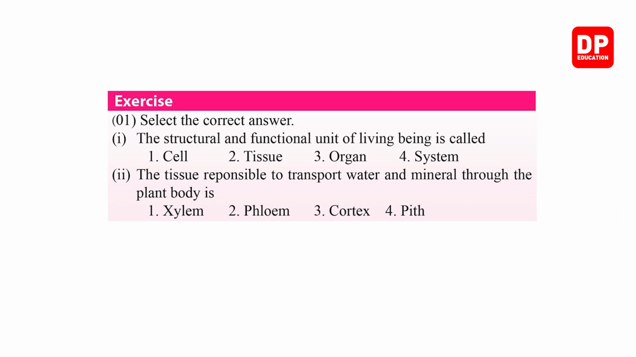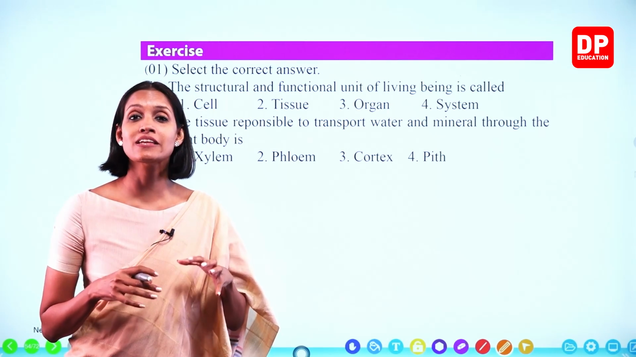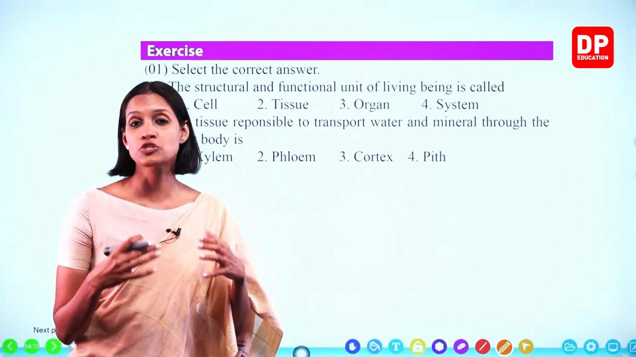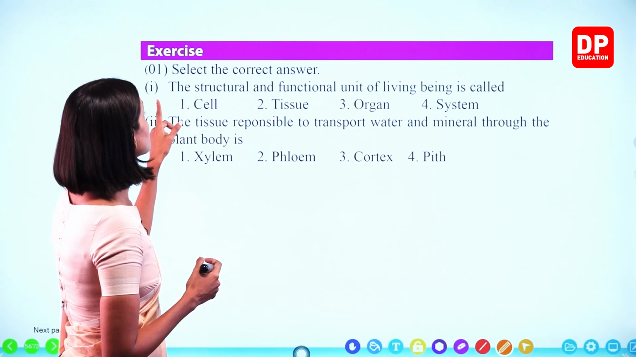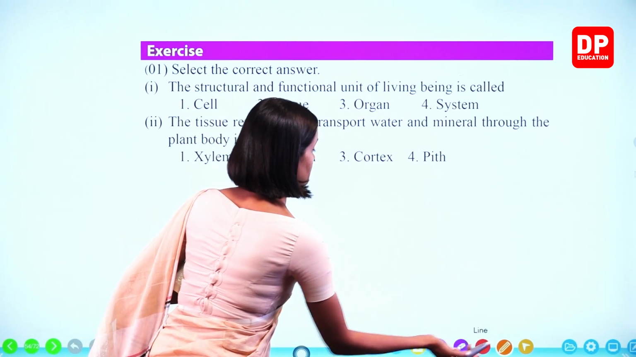Question number 1. Select the correct answer. The structural and functional unit of living beings. What is the structural unit or the basic unit of living organisms? That is the cell. What is the functional unit? That is also the cell, because a cell can function on its own. Therefore, the structural and functional unit of living beings is called a cell.